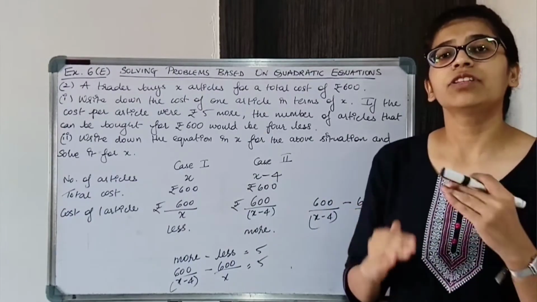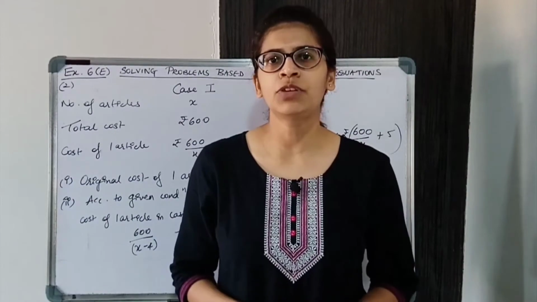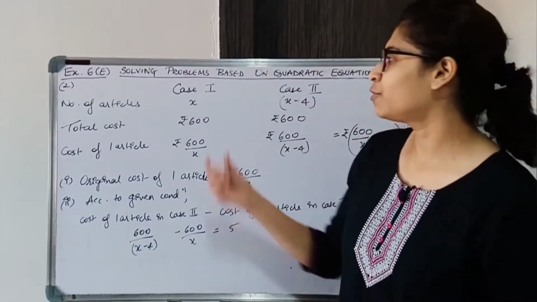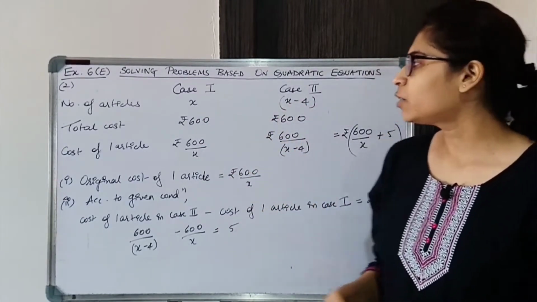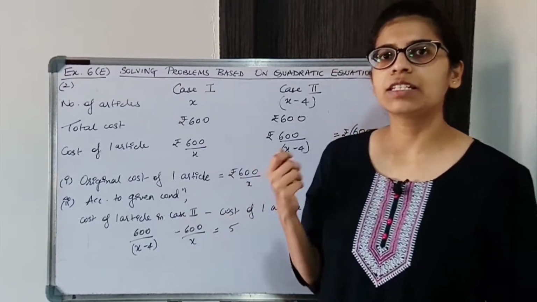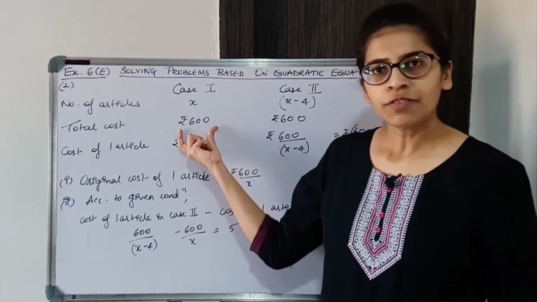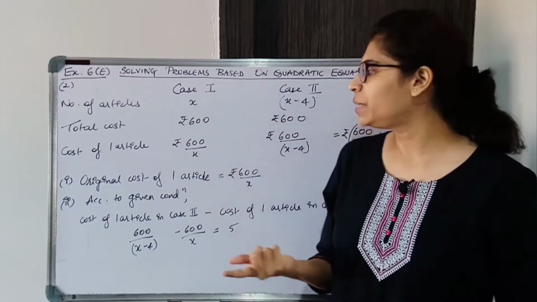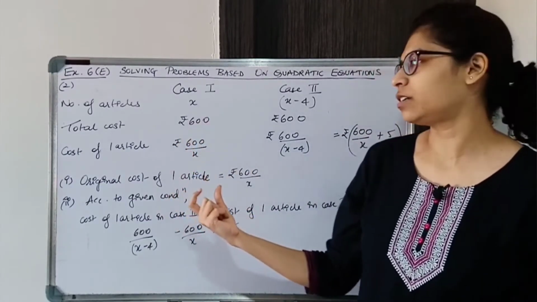So let us now write down the given in proper manner and start solving. So over here we don't need to make any assumptions. Now it is given to us that the number of articles will be x. According to that, we'll write down all the information. Now number of articles in case 1 is x. Originally it is x articles. Total costing of x articles is 600. So what will be the cost of one article? It will be 600 divided by x, that is total cost upon number of articles.